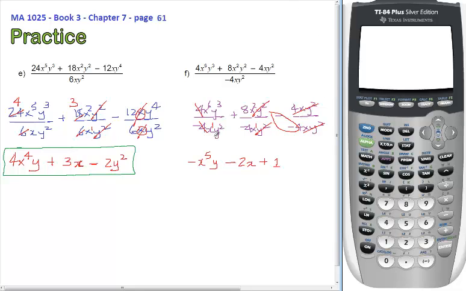So there's a couple of solutions for you when you divide a trinomial in this case, a 3-termed polynomial, by a monomial. Hopefully that helps. That's it for now.